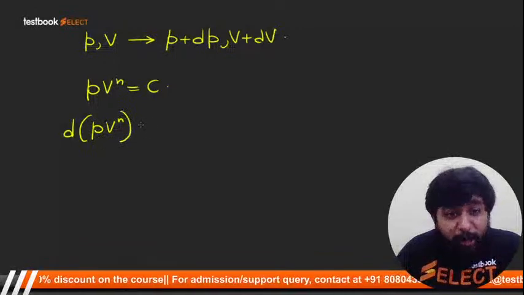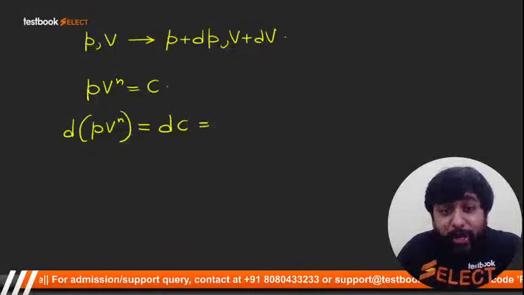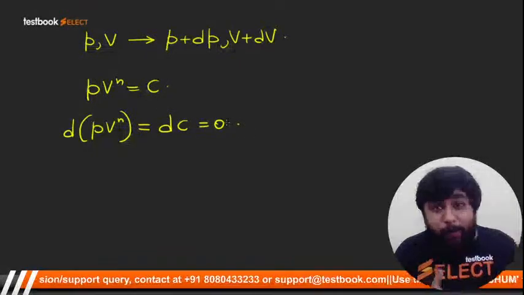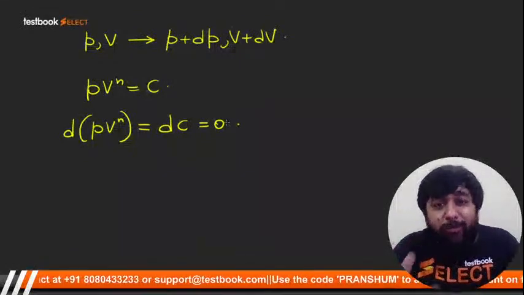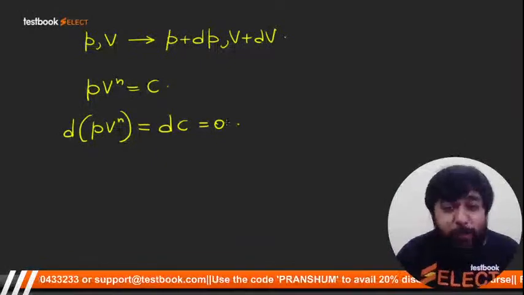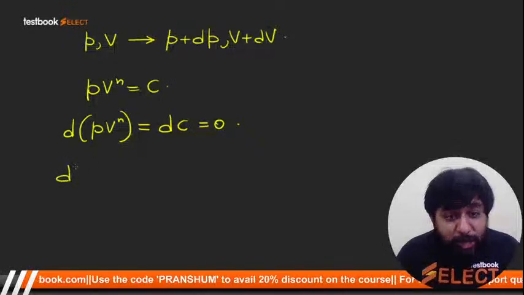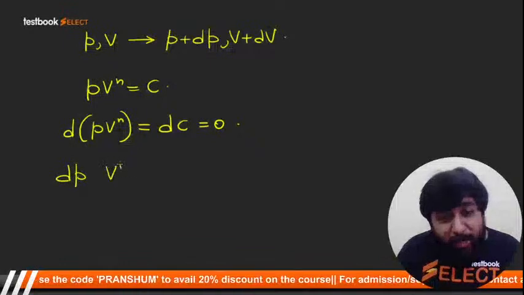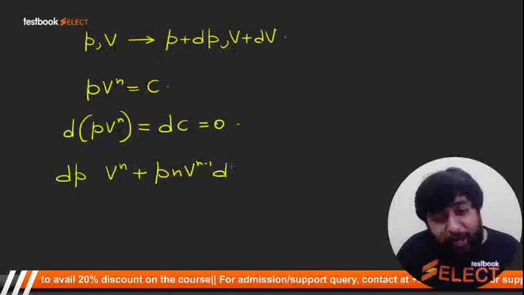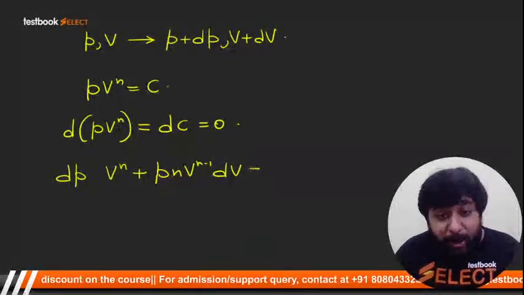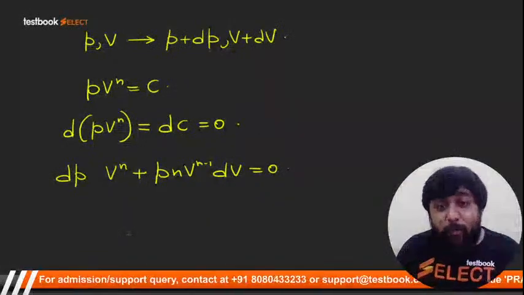But since this product is constant, the change of this product, that is the derivative of the constant, will be 0. The product is constant, so during a change it will remain the same. You can apply the product rule of differentiation. So you will say dP V^n + P n V^(n-1) dV, derivative of V raised to power n, and this will be equal to 0. Now check, very beautifully, this will become the formula of bulk modulus.